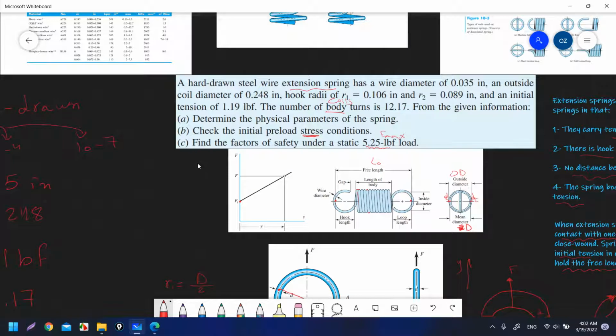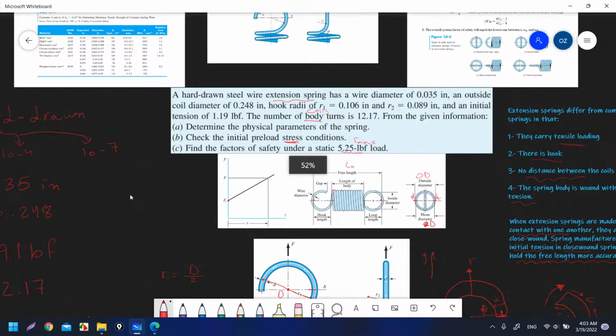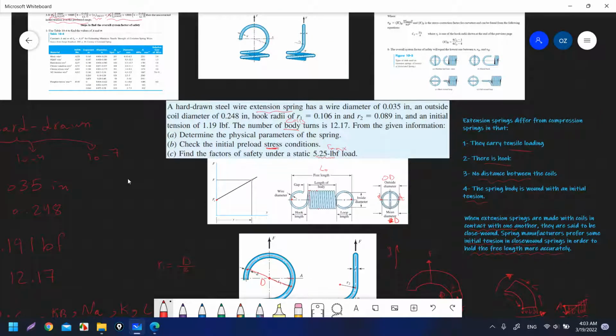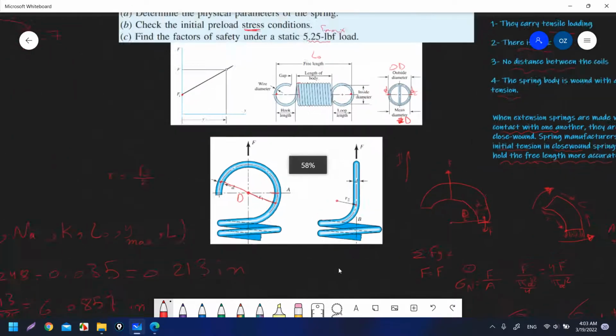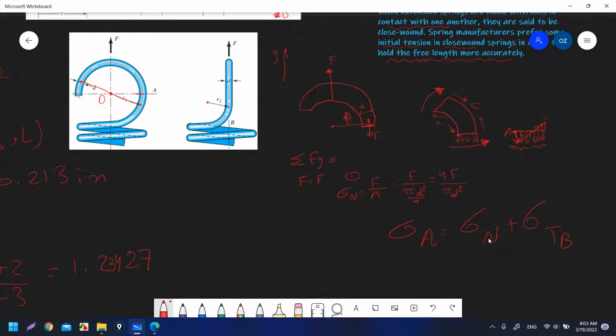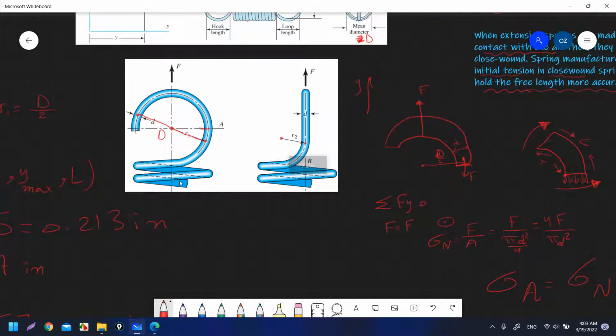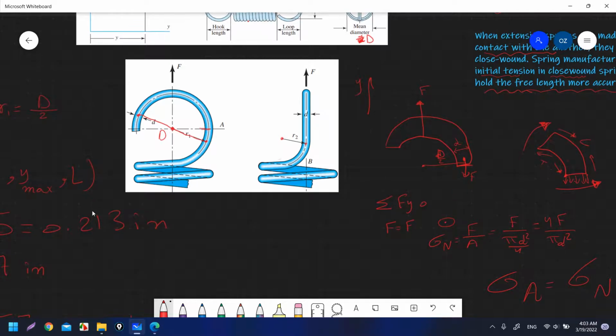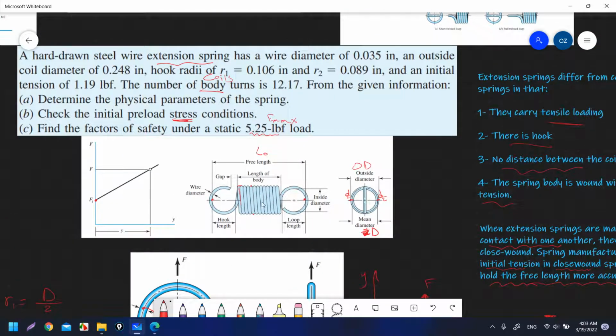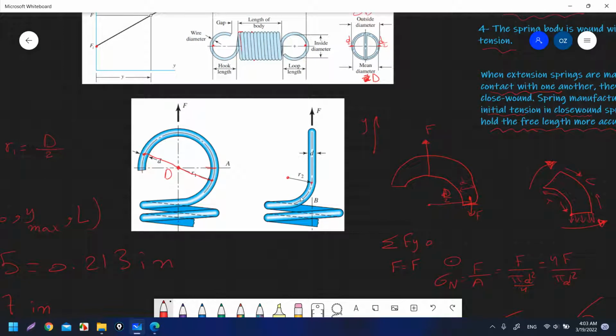Then the last thing is finding the factor of safety under a static 5.25 pound force load, the Fmax. Okay, here we have 3 applied stresses. We saw that we have bending stress and normal stress here, and we will call it sigma A. And also, as in the compression springs, we will have torsion stress at the coils, and also we will have at point B, because of the curvature, torsional shear stress.